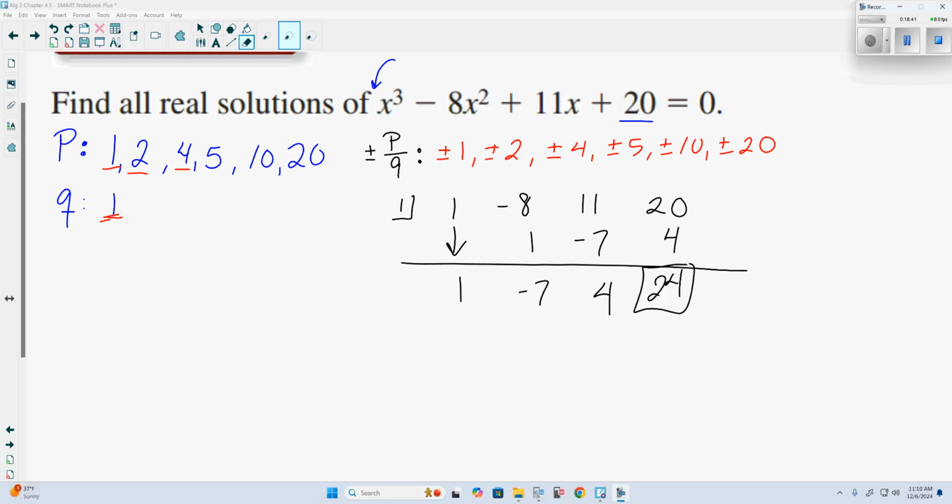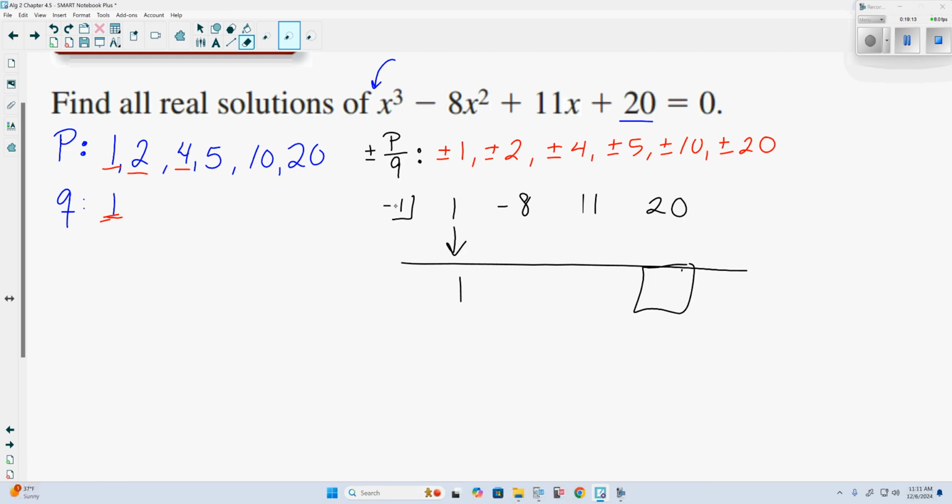Does that mean 1 is a solution? Well, no, because if it's a solution, it's the value of x that makes the function equal 0. So if it is a solution, the remainder should also be 0. So that means it's not 1. All right, so we can erase all this here. And 1's out, because if it doesn't work on one of the synthetic divisions, it's not going to work on any of the following.